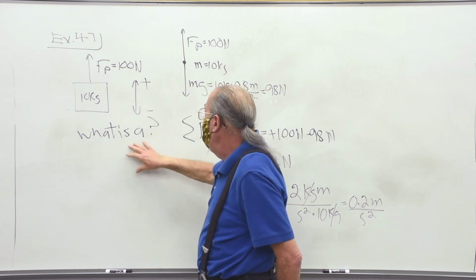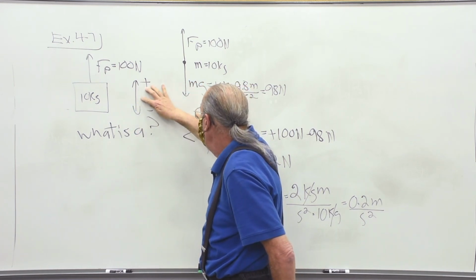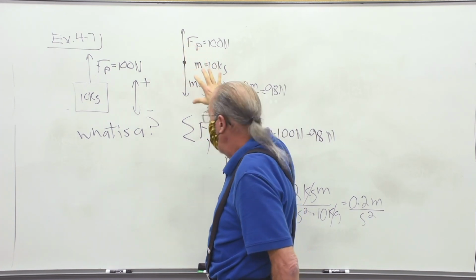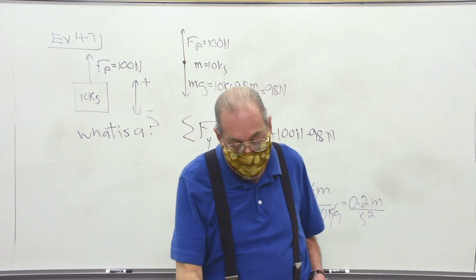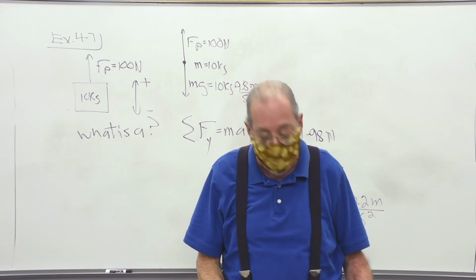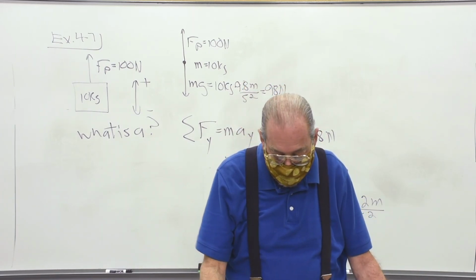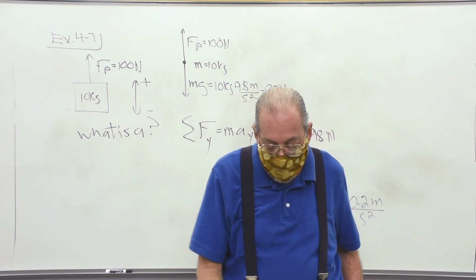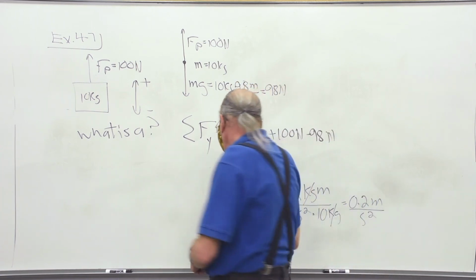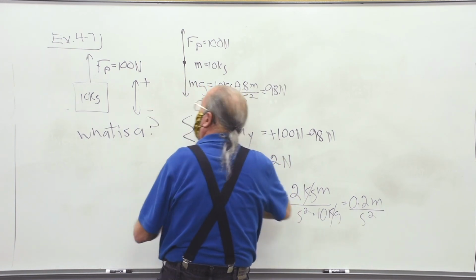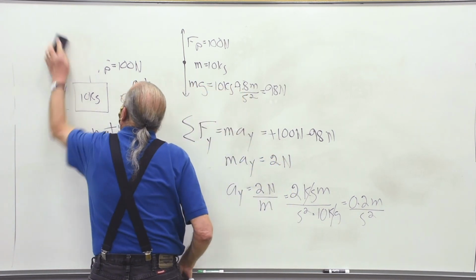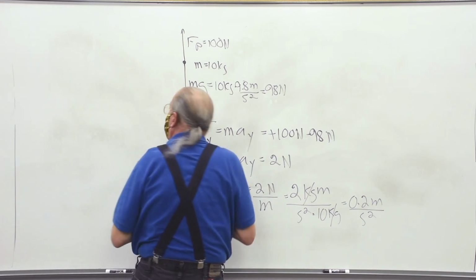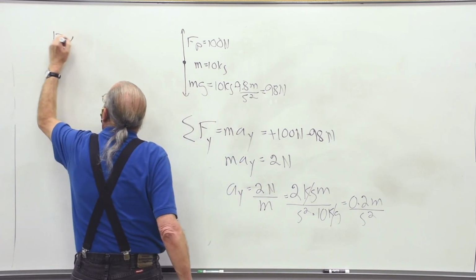Draw the picture, choose a coordinate system, draw the free body diagram, apply Newton's equations of motion, and finally solve the equations that you get. Let us do example 4-11. Okay, let's see. Again, a box. I think it's 10 kilograms again, but what the heck. Example 4-11.